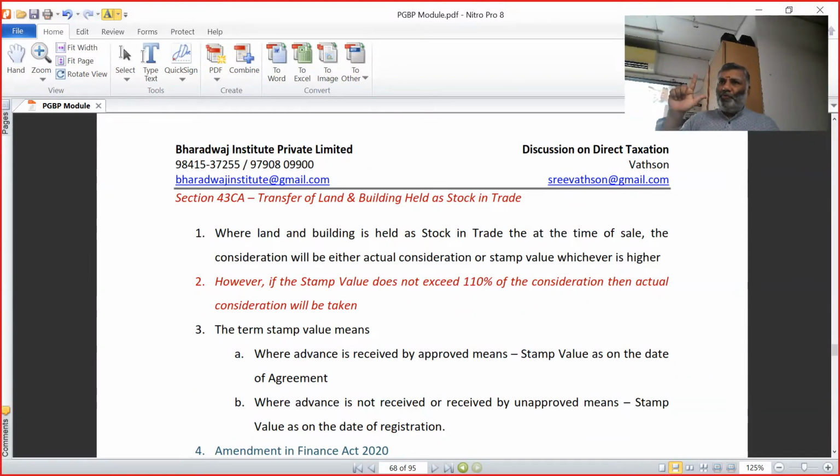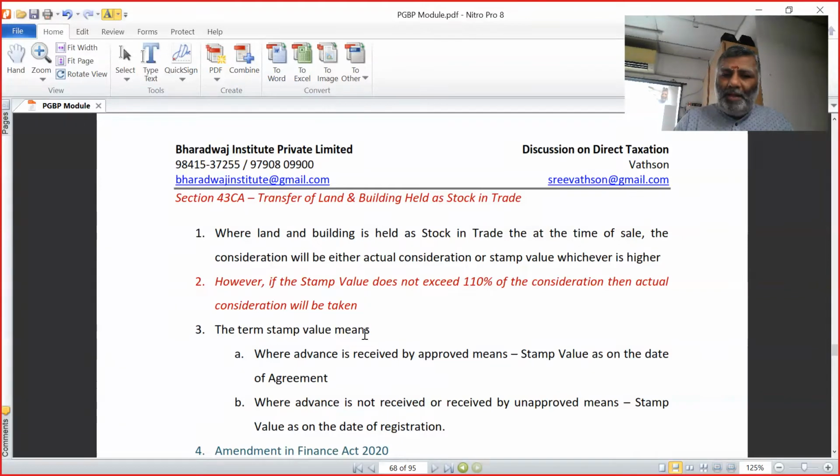43CA, 50C and 56 are interrelated. 43CA, 50C: sale of immovable property, actual sale value or stamp value, whichever is higher. It will come under 43CA if the immovable property is a stock in trade. If it is an asset, 50C. For the receiver, it is a gift, inadequate consideration. Okay, so 43CA, 50C and 56 are the same provision.